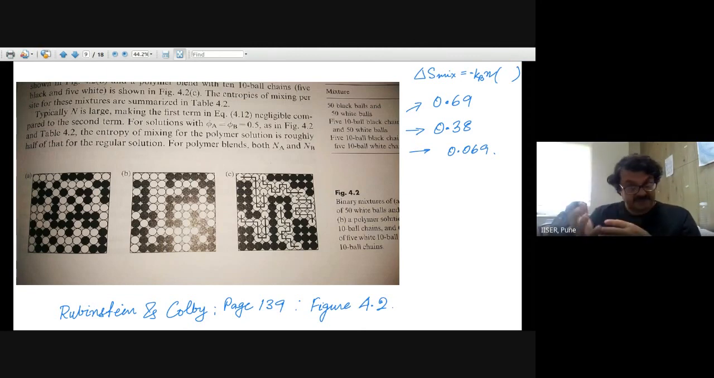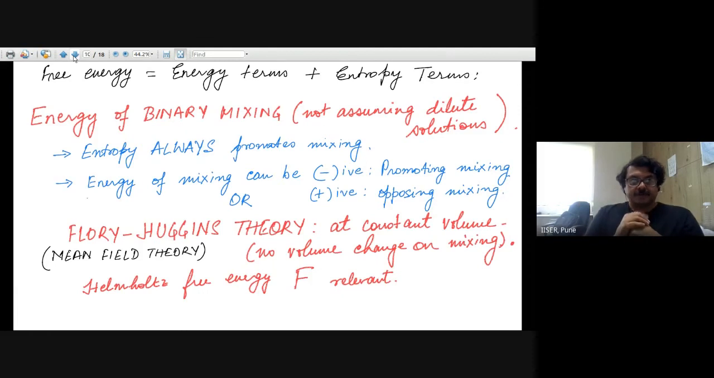And this doesn't take in configurational entropy, as I mentioned. So it's very important to remember the approximations which are going into the theory. Okay. But whether a system will mix or not will depend upon the free energy minimization.